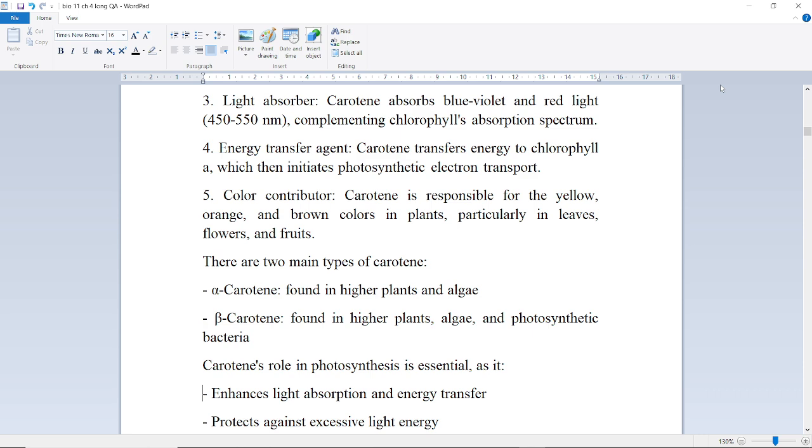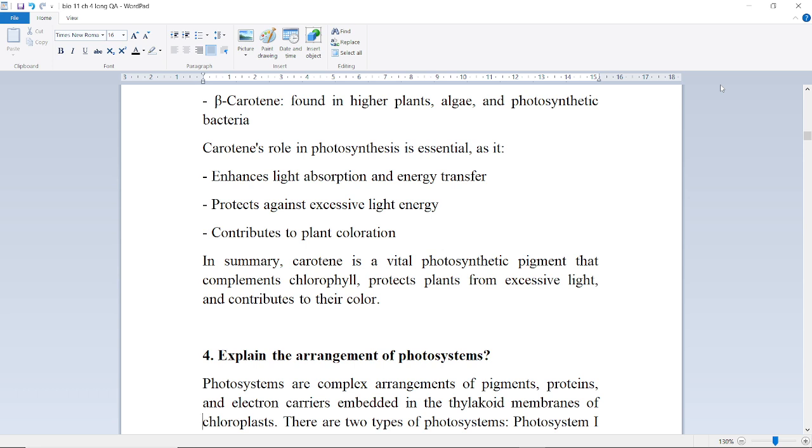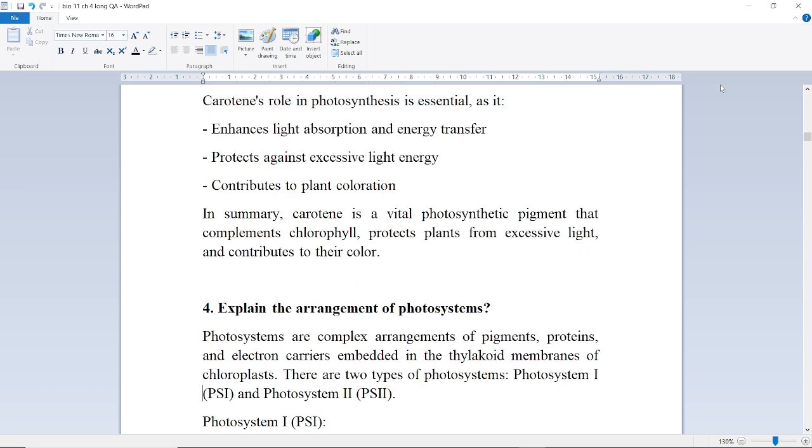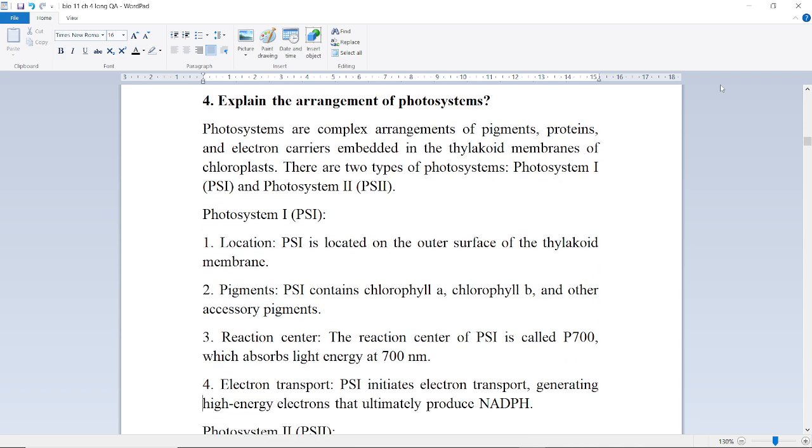There are two main types of carotene: alpha-carotene, found in higher plants and algae; beta-carotene, found in higher plants, algae, and photosynthetic bacteria. Carotene's role in photosynthesis is essential as it enhances light absorption and energy transfer, protects against excessive light energy, and contributes to plant coloration. In summary, carotene is a vital photosynthetic pigment that complements chlorophyll, protects plants from excessive light, and contributes to their color.